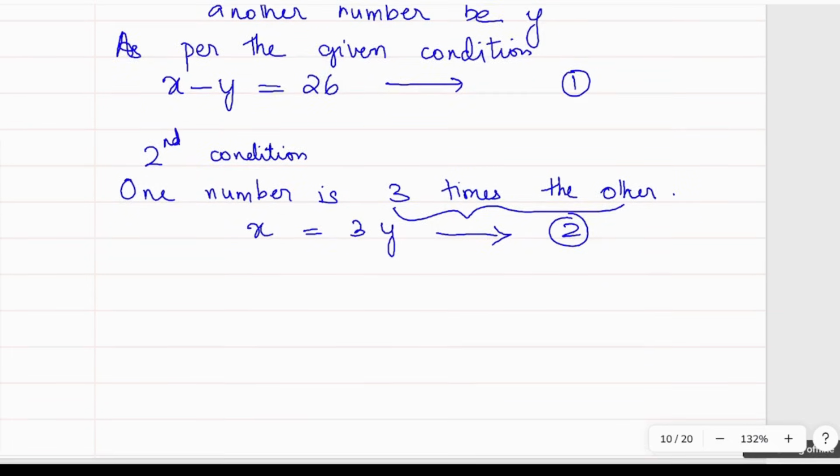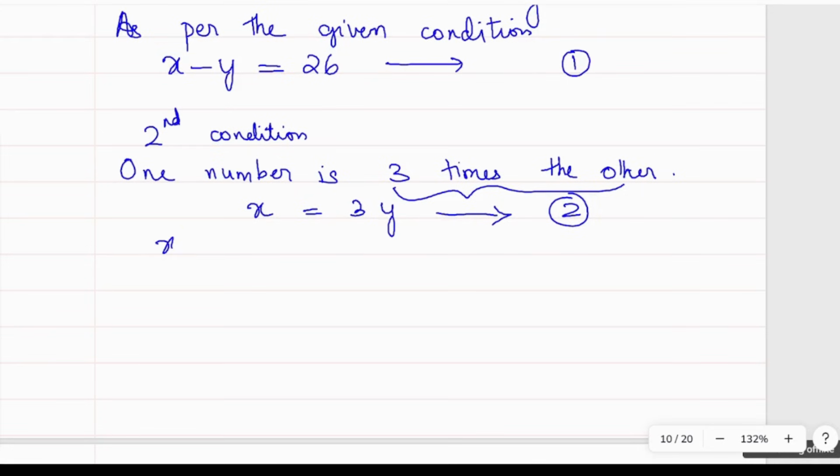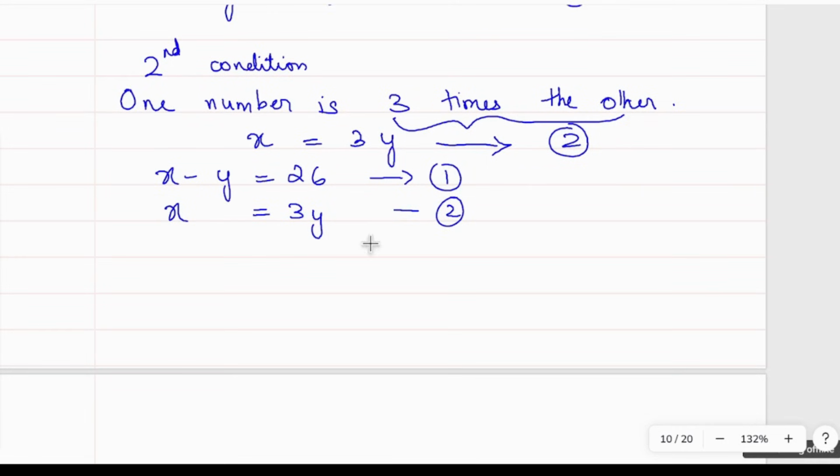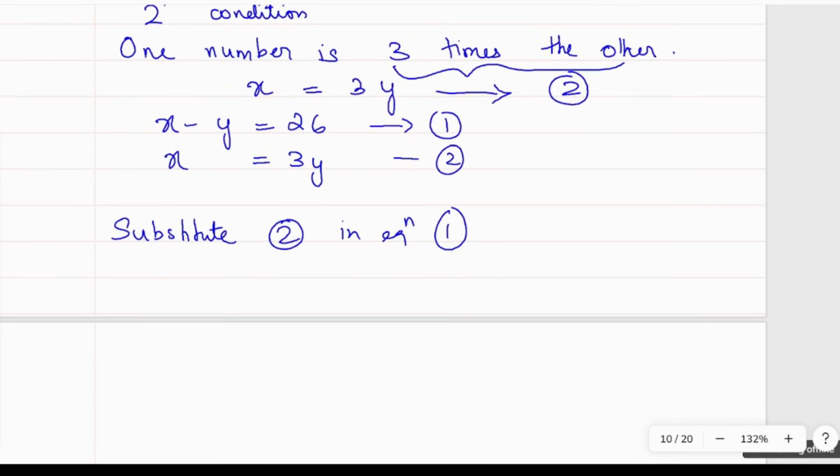So now I have two equations. My first equation is what? x minus y equal to 26, and x equal to 3y. This is my second condition. Now look, it's very easy. Now you can directly substitute the value for x from equation 2 into equation 1 and you can find the value, right?